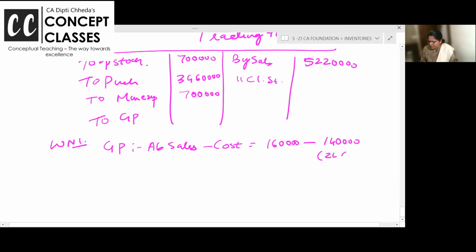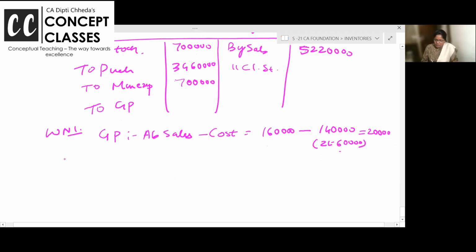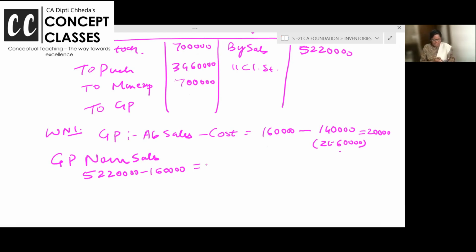How did you get 140? Out of 2 lakh, already 60,000 you had written off. So abnormal item stock was 140. It is sold at 160. So how much is GP? 20,000. Now GP in normal sales. So 52 lakh 20,000 minus 160 abnormal sales, remove it, then you will get normal sales. 5220 minus 160. So 50 lakh 60,000 is your normal sales.